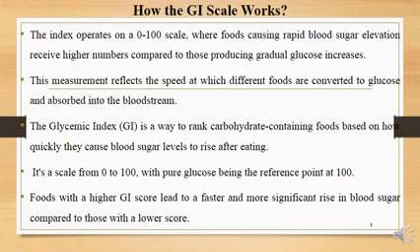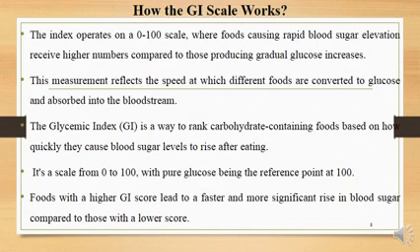How the GI scale works? The index operates on a 0 to 100 scale where foods causing rapid blood sugar elevation receive higher numbers compared to those producing gradual glucose increases. These measurements reflect the speed at which different foods are converted to glucose and absorbed into the bloodstream.